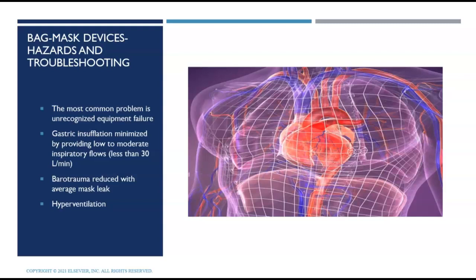Gastric insufflation, again, before the patient's intubated, is another major complication of this. You want to use low flows. I could also create barotrauma by squeezing the bag too hard, and that hyperventilation is going to cause a decrease in venous return and decrease cardiac output.